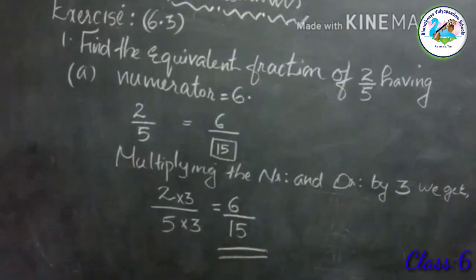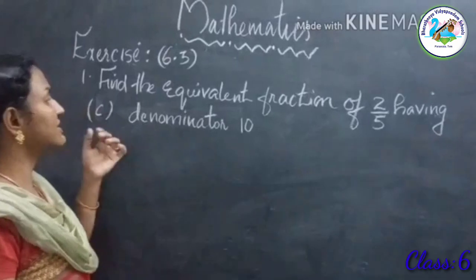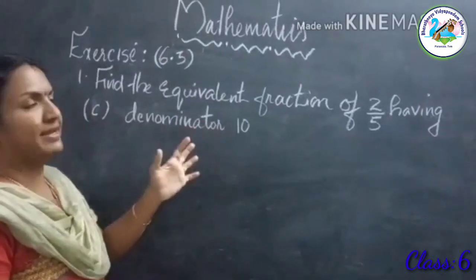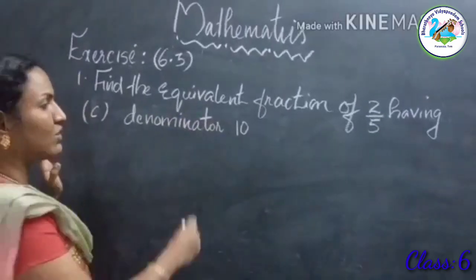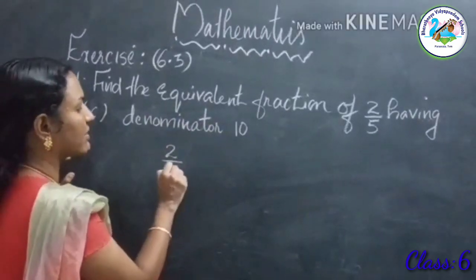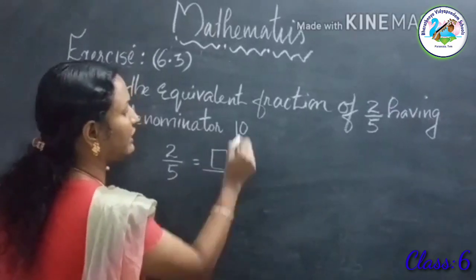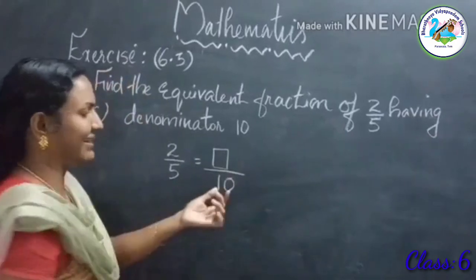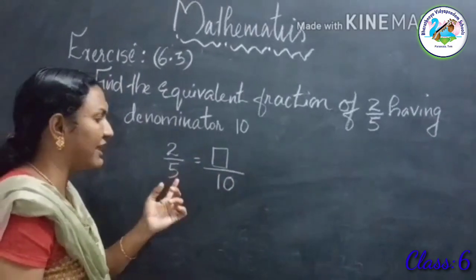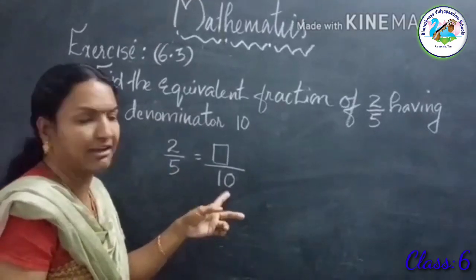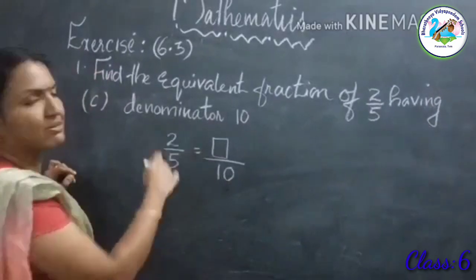Next, option C, denominator 10. Find the equivalent fraction of 2 by 5 having the denominator 10. So the required fraction is of the form, numerator we don't know, denominator 10. Here the denominator is 10. Multiplying 5 by 2, we get 10. So we multiply the whole fraction by 2.